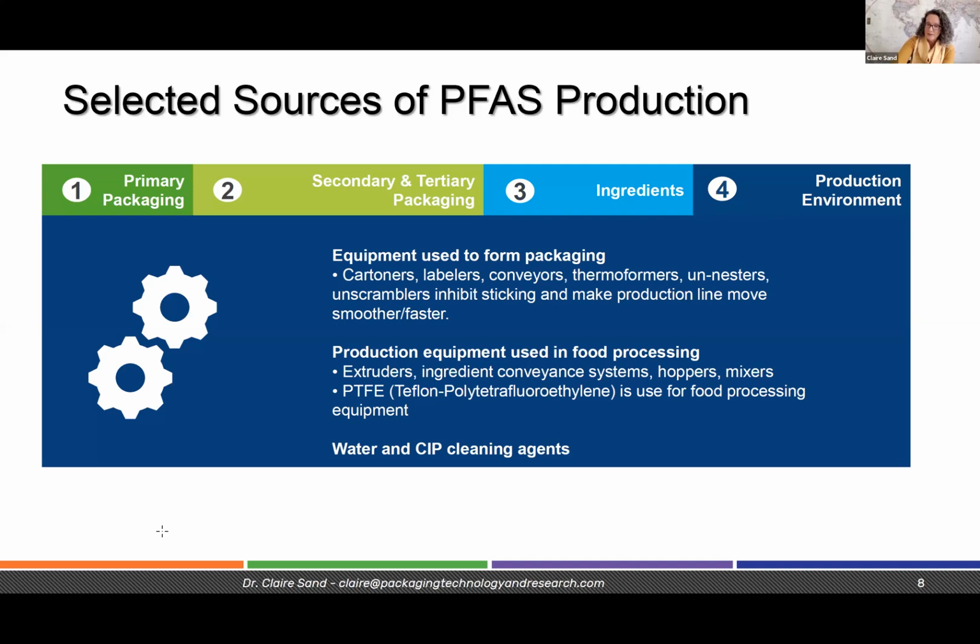We also see PFAS entering into our systems because we use PFAS as a release agent when we mold, when we make thermoforms, for example, or even in injection molding. And then we also use PFAS when we want products to unnest or get put down on a production line more rapidly. And we also use it with ingredients transfer, extruders, hoppers, mixes, and things like that.